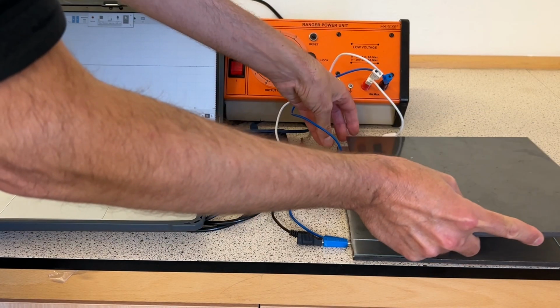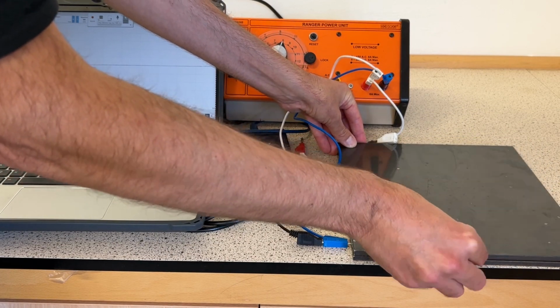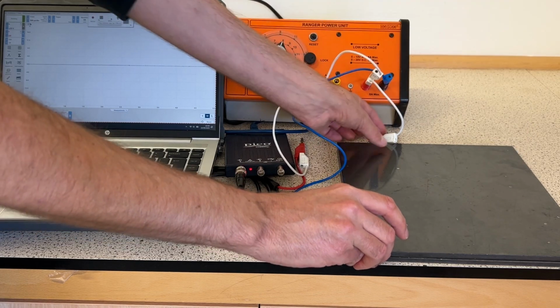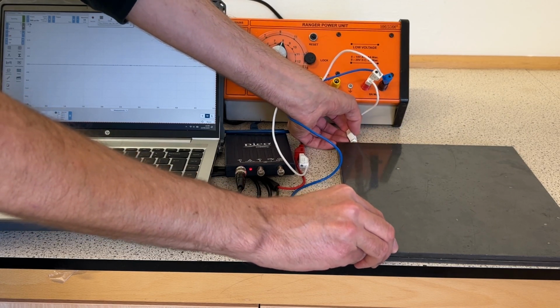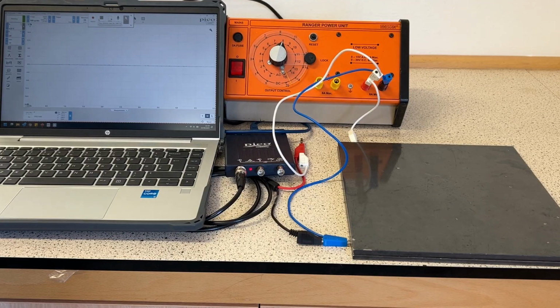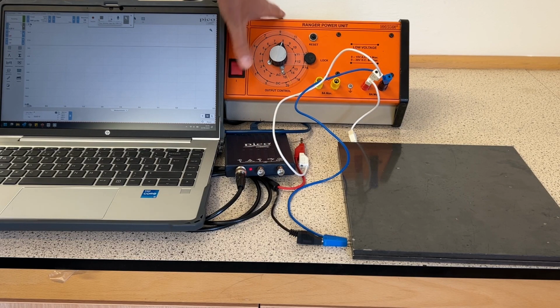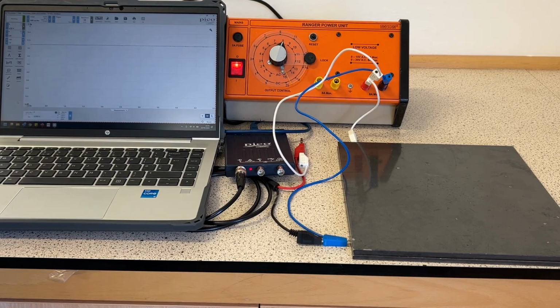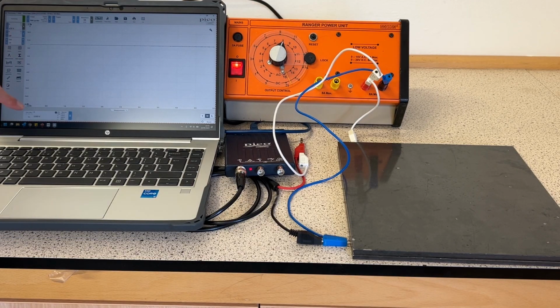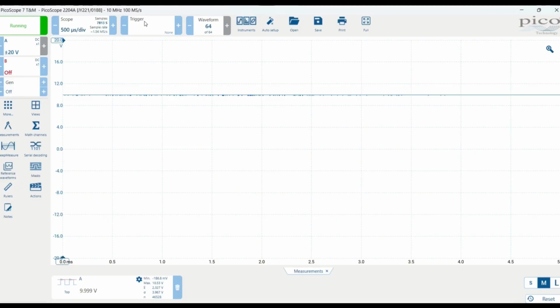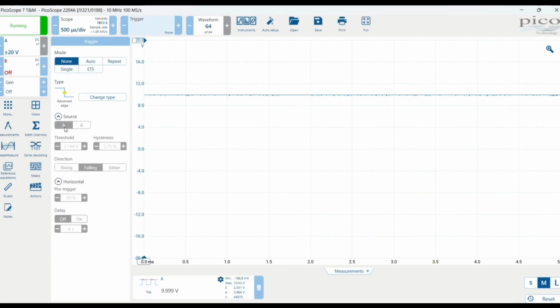I'm then going to put the top metal plate on top of those microscope slides, and then I need to connect that top plate to the positive terminal of the power supply, which is also connected to the positive terminal of the oscilloscope. I can now turn on my smoothed power supply and adjust it to give exactly 10 volts. So I'm going to set the trigger on the oscilloscope to trigger at 3.7 volts on a falling edge, which means that it should trigger after one time constant of the capacitor discharging.